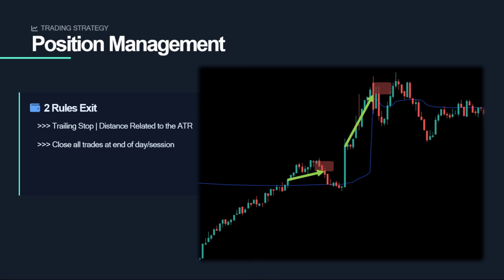At the end of the day, since this is a day trading strategy, we will close all the open trades. It can also be at the end of the session if you are trading specific sessions. So any trade that didn't hit the trailing stop loss will be closed anyway.